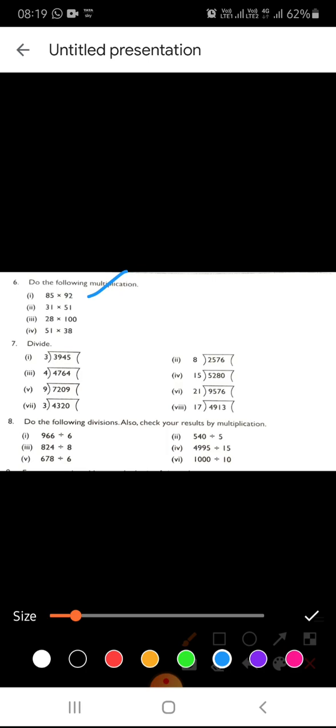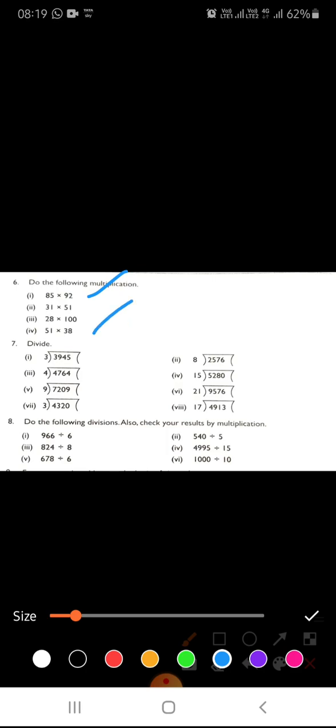Page number 84 of your maths workbook. In this question, you have to do the multiplication. First, question number 6: you have to do simple multiplication and you will do these questions very easily. You all know how to do multiplication. Simple multiplication you have to perform.